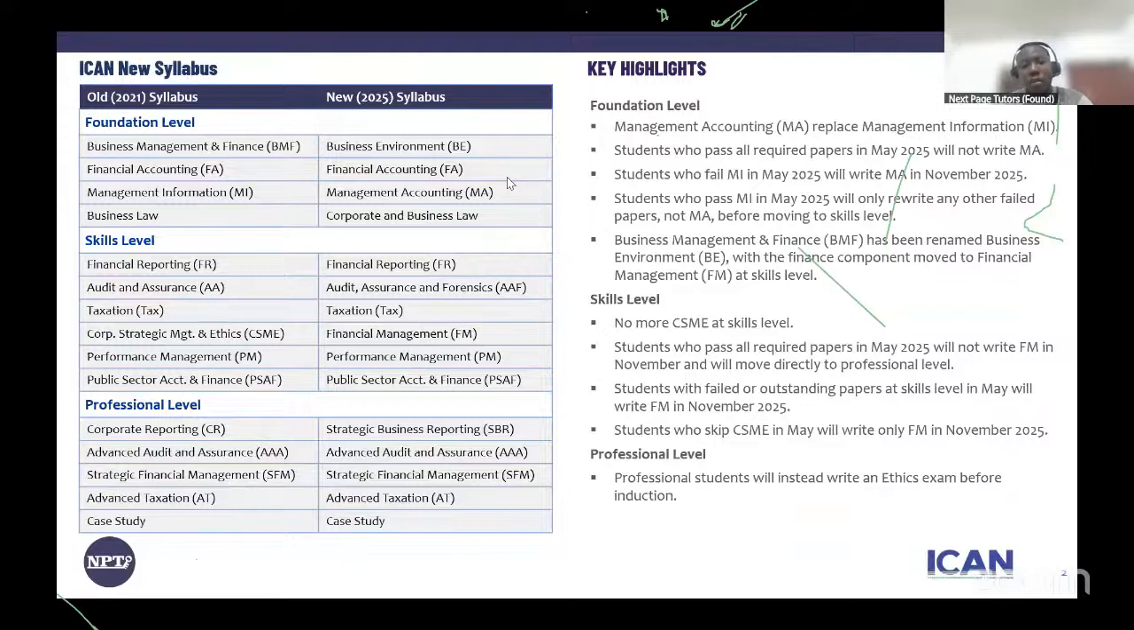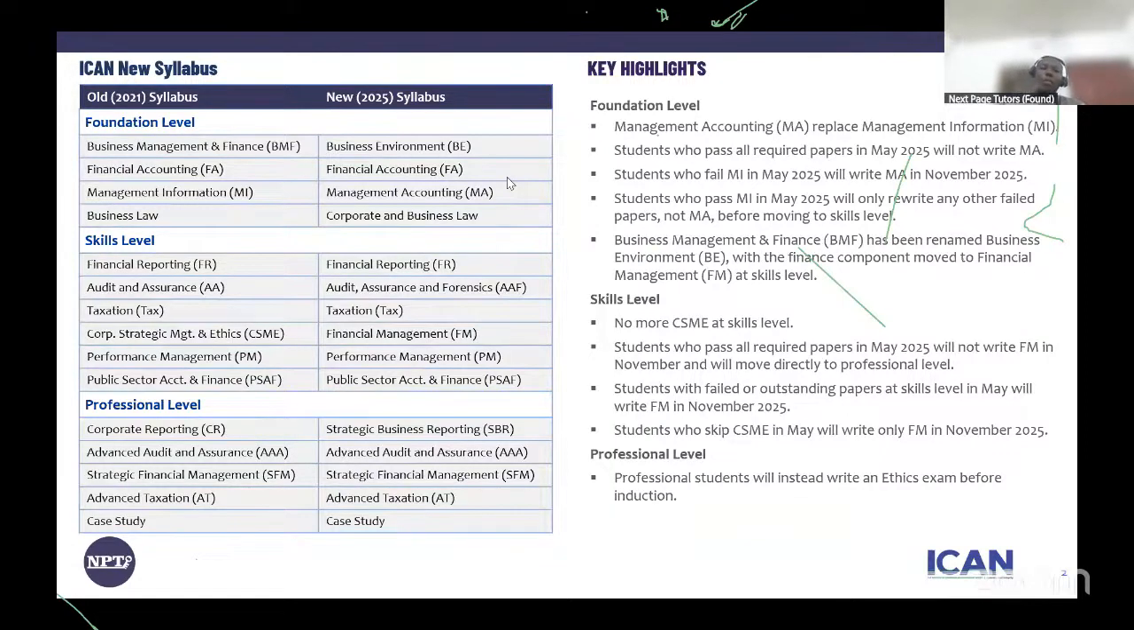Going forward, we don't know when that will start actually, but going forward, qualified students will be able to apply for induction. You'll be asked to write an ethics exam. It will be an online exam. I believe there will be further details shared regarding that when the time comes. That's just to have at the back of our mind.